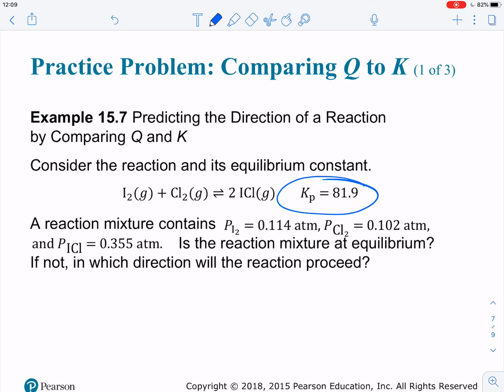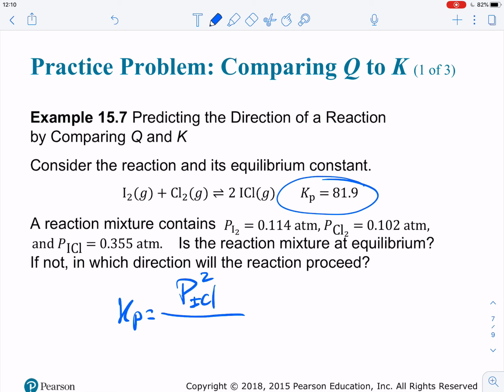Is it at equilibrium? We don't know. Is that an initial condition? We don't know. So we have to calculate Q in order to determine whether that's an equilibrium condition or not. And if it's not an equilibrium condition, in what direction is this reaction moving? So here Kp is going to be the pressure of ICl squared divided by the pressure of I2 times the pressure of Cl2.